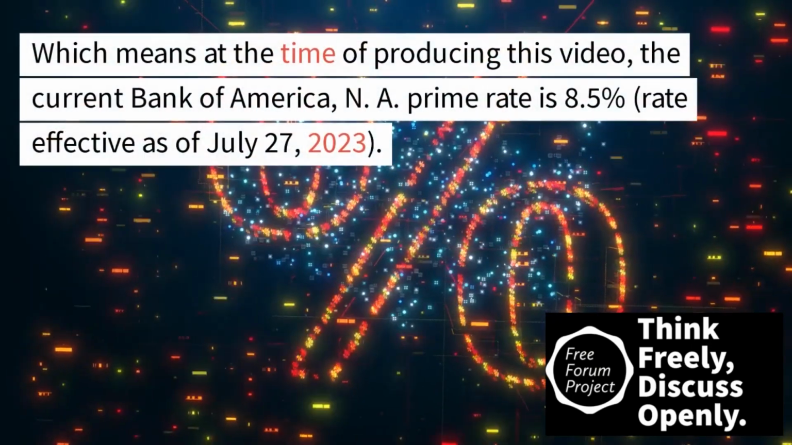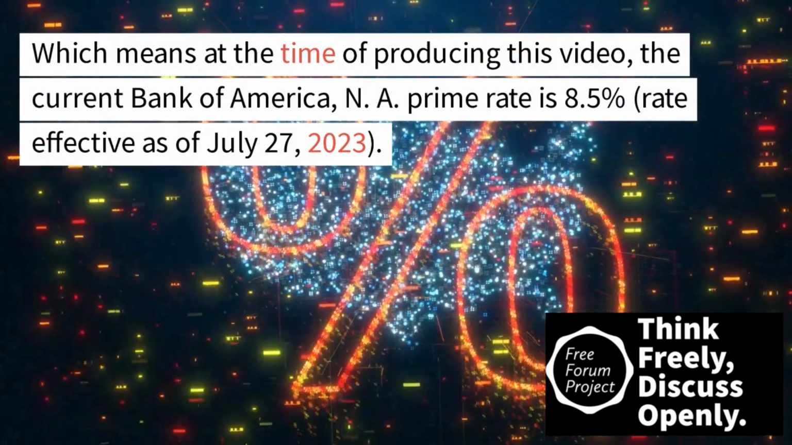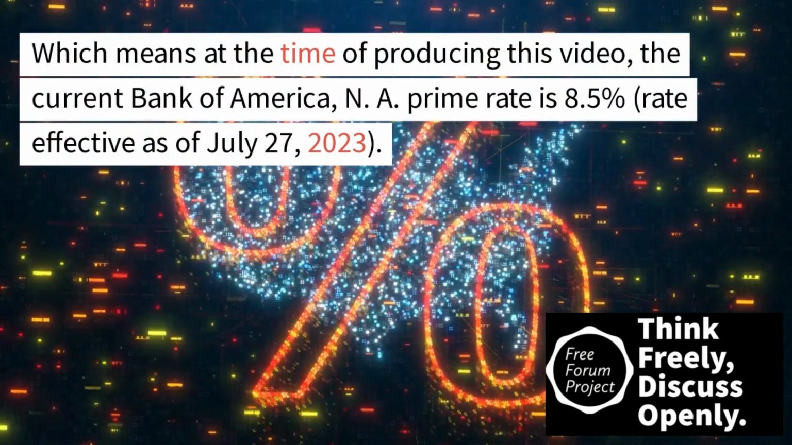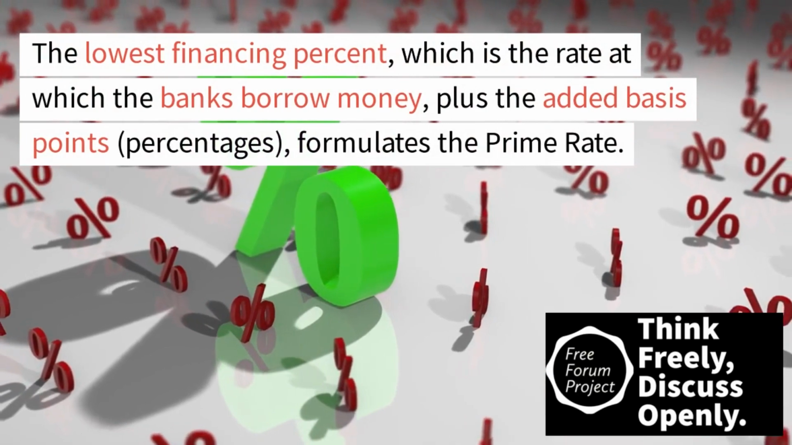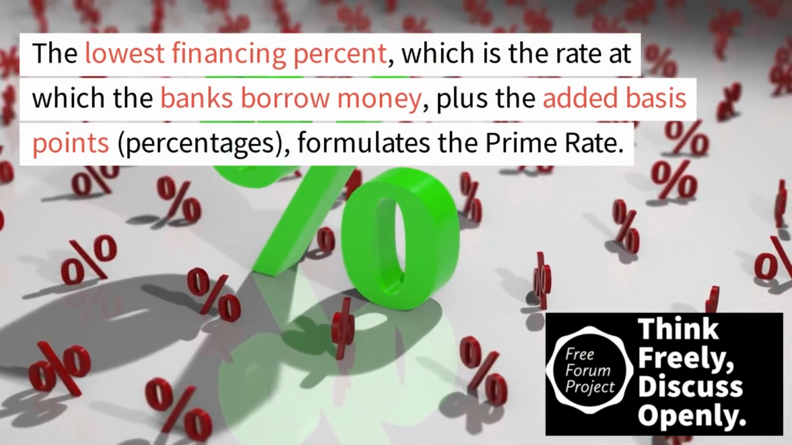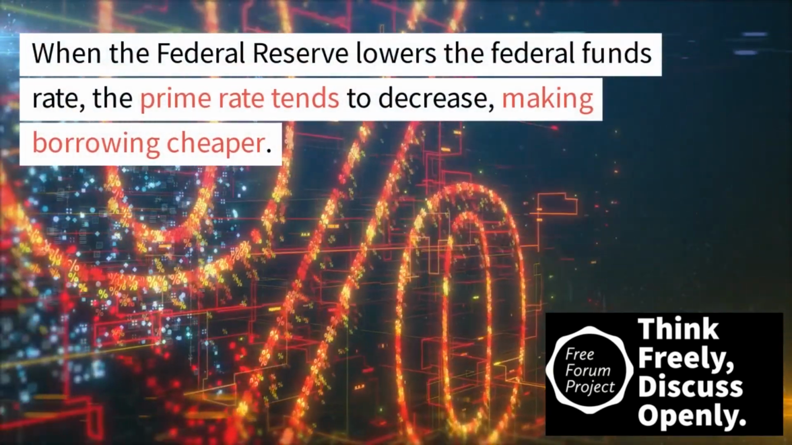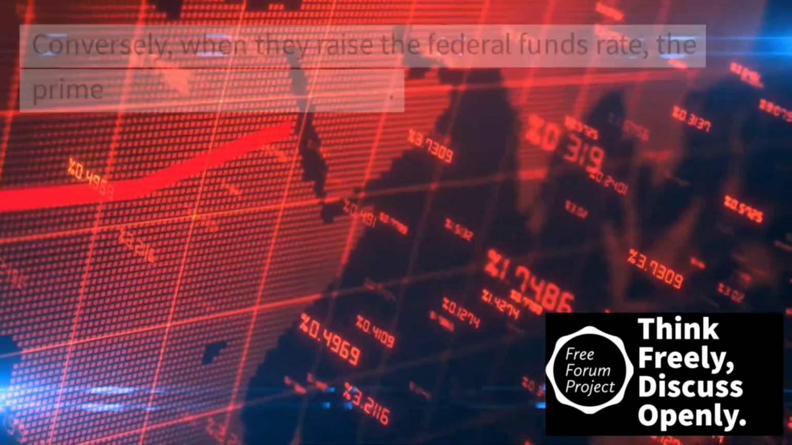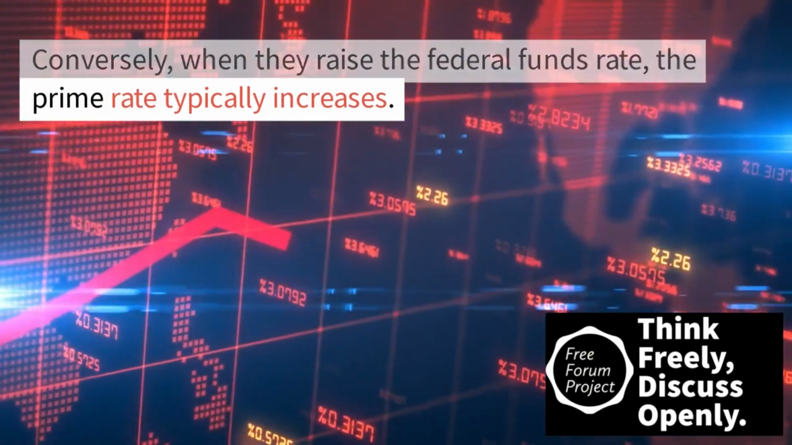Which means at the time of producing this video, the current Bank of America, N.A. prime rate is 8.5%, rate effective as of July 27, 2023. The lowest financing percent, which is the rate at which the banks borrow money, plus the added basis points, percentages, formulates the prime rate. When the Federal Reserve lowers the federal funds rate, the prime rate tends to decrease, making borrowing cheaper. Conversely, when they raise the federal funds rate, the prime rate typically increases.